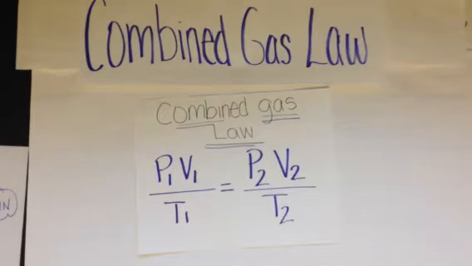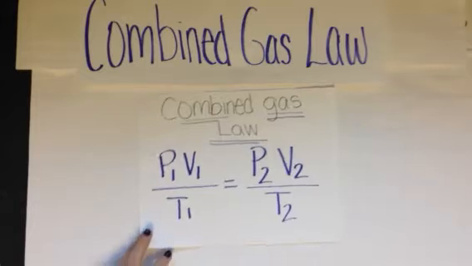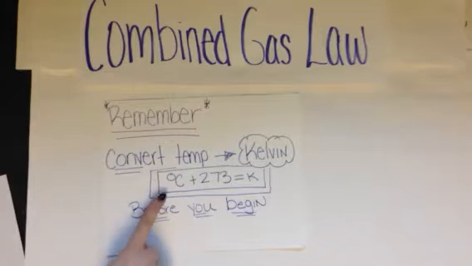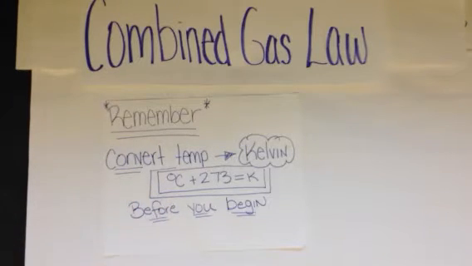Now, some things we should remember that are true for all gas laws. For this entire chapter, you have to remember to convert your temperature to kelvins. So here's the equation once again: degrees Celsius plus 273. Before you begin, you should convert. Do not convert at the end. The equations don't work if you use degrees Celsius.